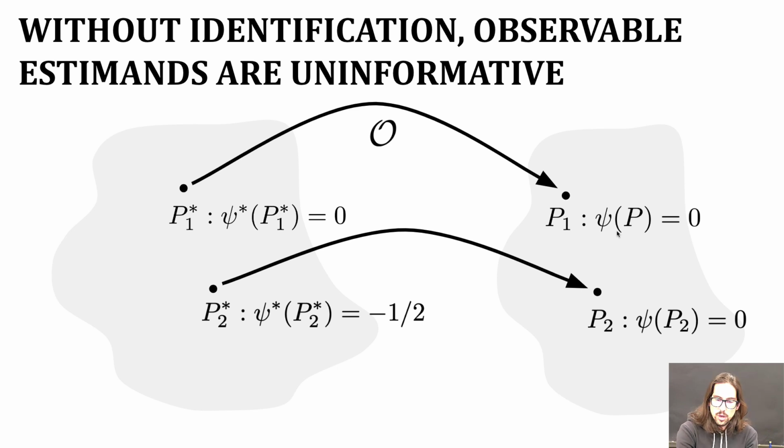For this one, the causal ATE is 0, and here the observable ATE is 0. But for this one, which has a different causal ATE, I still get that the observable ATE is 0. So I kind of can't tell. Sorry, there should be a little 1 here. My point is that I can't tell P1 star and P2 star apart based on just what I get to observe. These two look the same in terms of anything that I can say about the ATE, and that's bad.